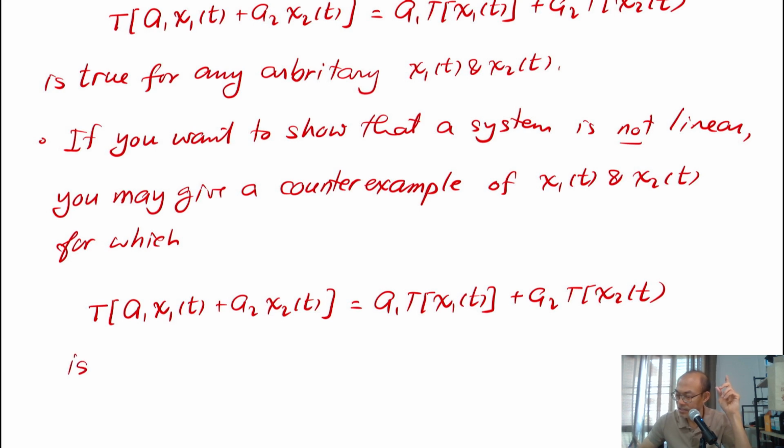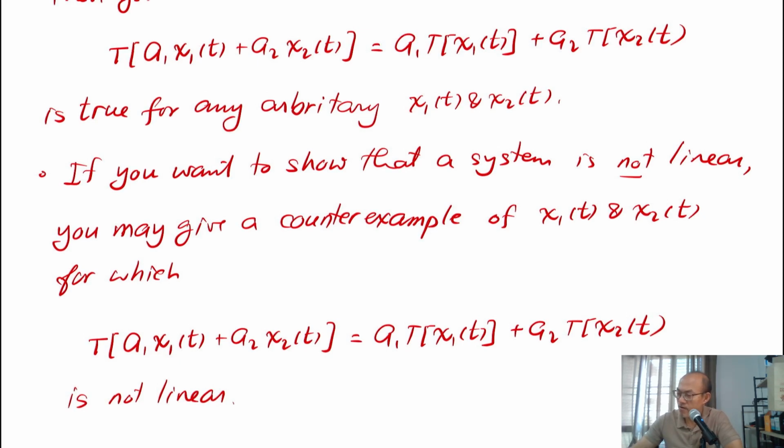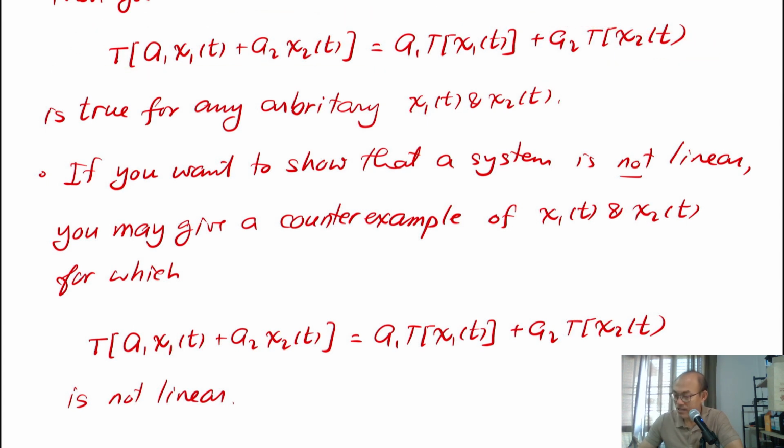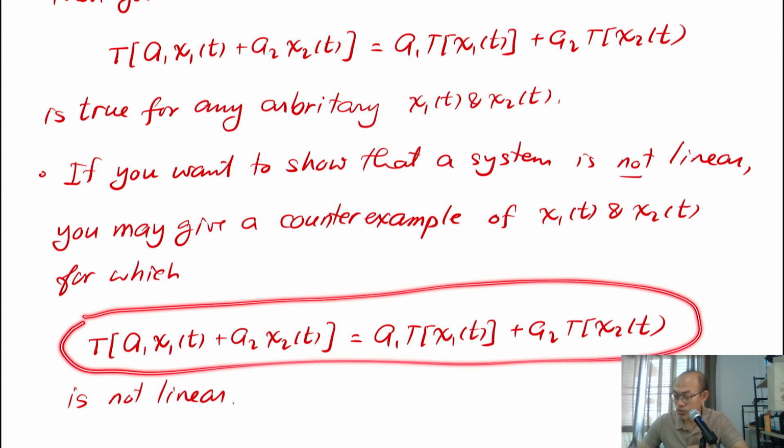Is that clear? All right. So that's what I did. It's the same formula, just that to check linearity it has to be true, and if it's not linear, it's not true. If it's linear, then the equation has to be true for all input signals. But if it's not linear, then you can give a counterexample to show that this is not true.